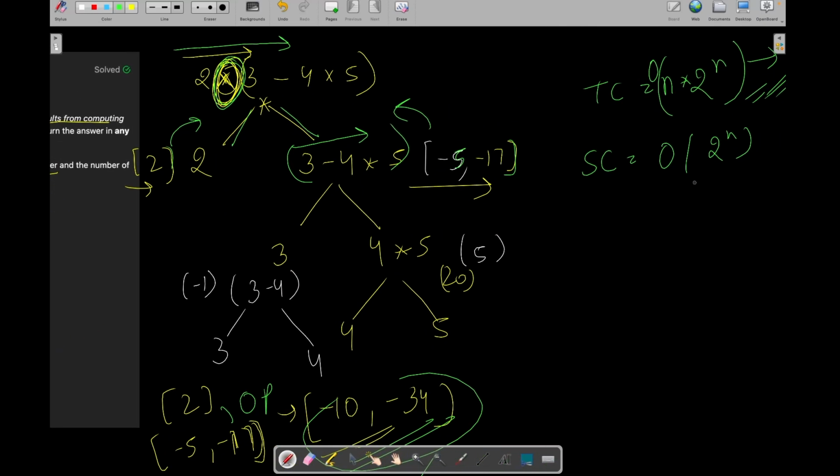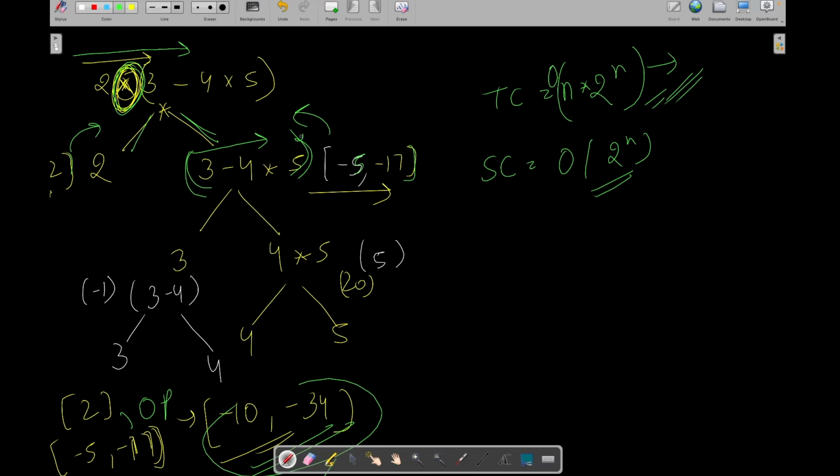If we don't consider its output vector space, then its complexity will still remain 2 to the power n, because this question involves recursion, and in recursion the complexity of stack space will come into picture, like 3 minus 4 multiplied by 5. Its result will be stored at some point in our solution, but this is not the final result. That's why the complexity of recursive stack space will come into picture. So this will be its time and space complexity.